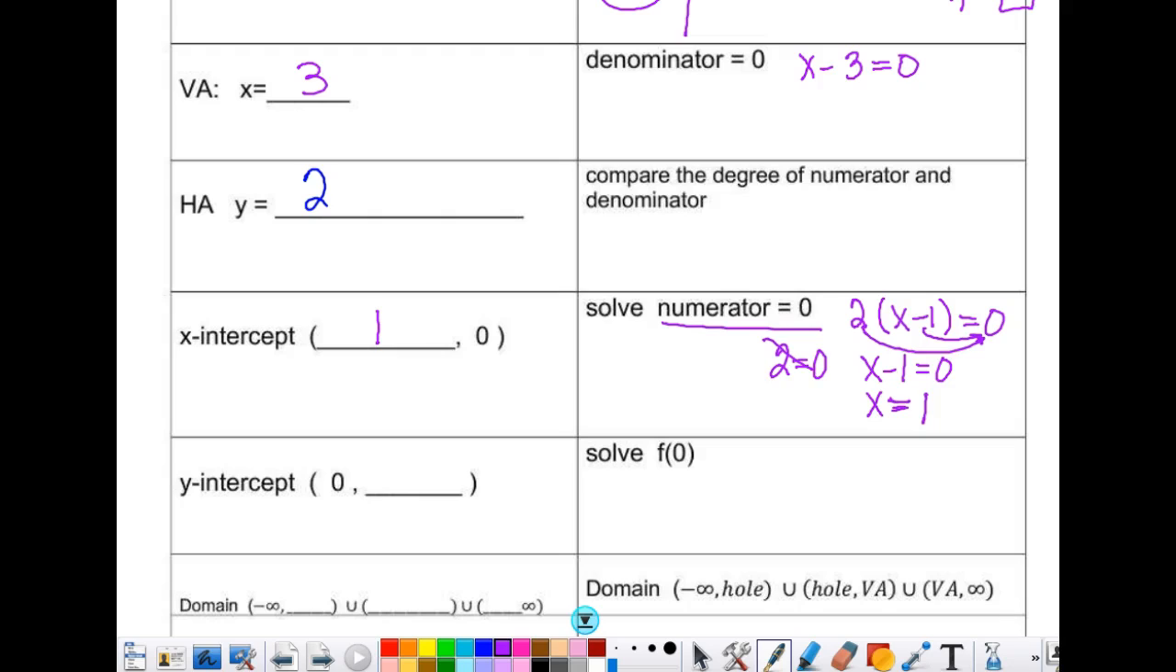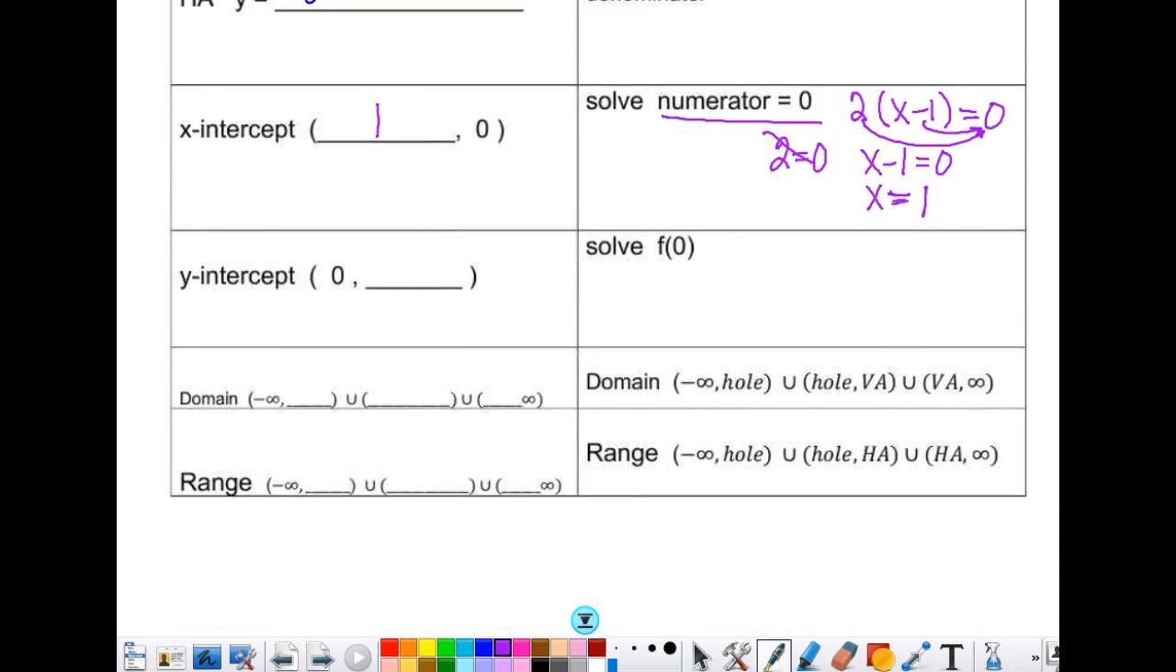Sometimes you might get 2 x-intercepts. Sometimes you might get 2 vertical asymptotes. Sometimes you might get 2 y-intercepts. It's just once in a blue moon that happens, and I think it happens on your paper too.